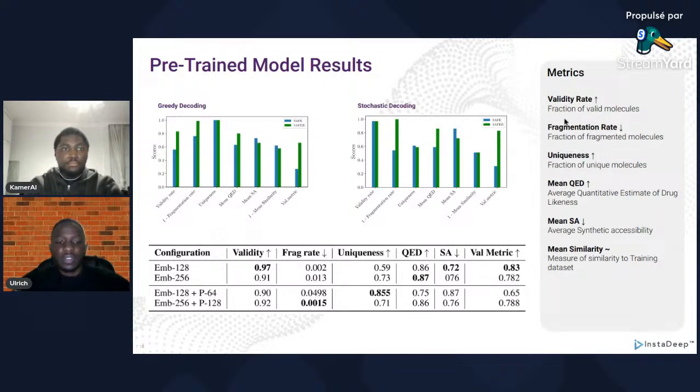We also tried to do a little bit of scaling. The first top plot shows that using the SAFER representation was able to improve, especially, the fragmentation rate. The first plot is using greedy decoding, and the other plot is using stochastic decoding. In both cases, applying the SAFER notation solved the problem, which is the main reason why we decided to use it and slightly modify the SAFE representation.